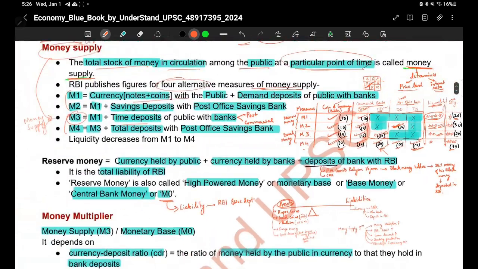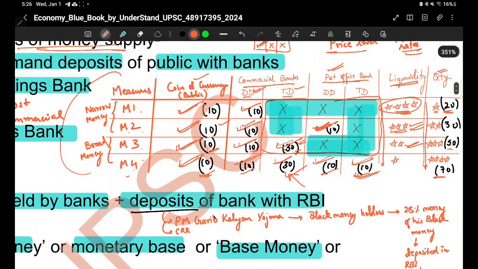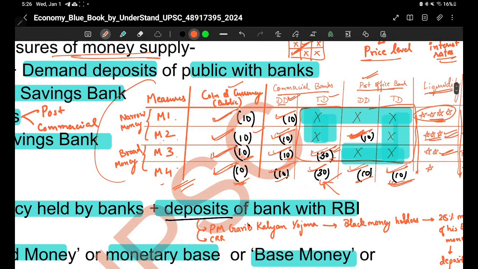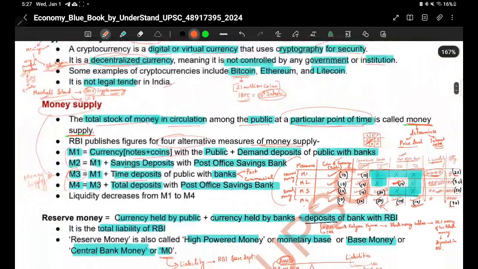Yeah. This table actually helps a lot. You can just make this table very fast. In less than 30 seconds you can make this table, and depending on the question you can answer it.